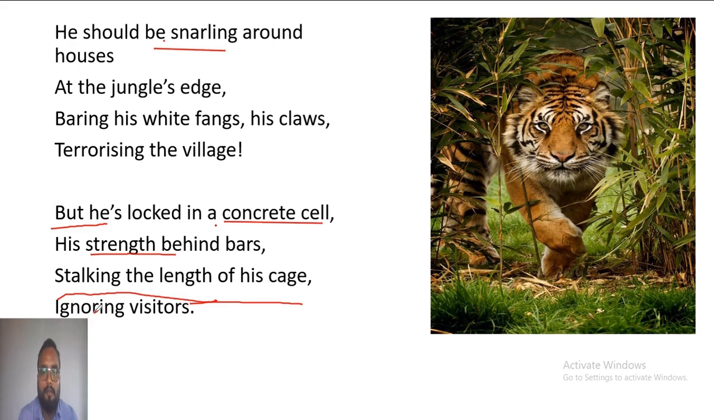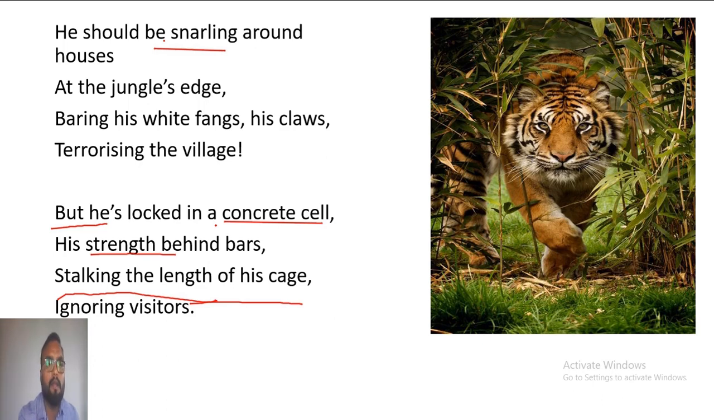All his natural activity has been restricted, the space has been restricted. Now he is no more a tiger. It has been reduced to a joker. It can't do anything. The visitors come, they enjoy the sight of the tiger, but at the same time the tiger is weeping from the core of the heart and ignoring the visitors.